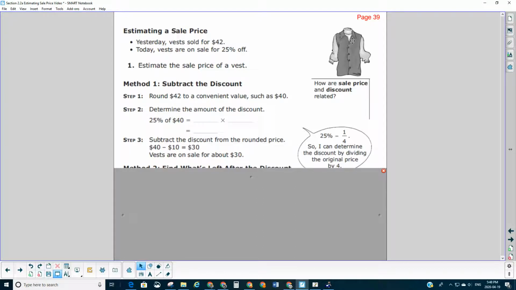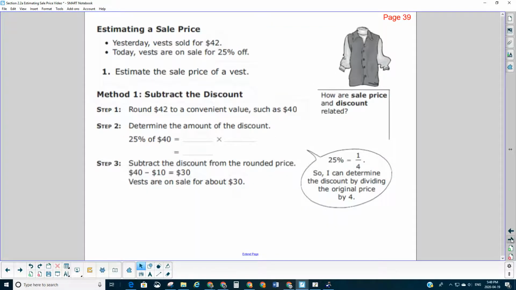So here it says we're looking at buying a vest. So the vest here is $42. Okay, it's $42. Today, the vests are on sale for 25% off. Oh, wait, sorry, I forgot to move over to my next screen. Sorry. Here we go. Method 1. All right, yesterday's vest sold for $42. There we go, $42. Today, that same vest is 25% off.